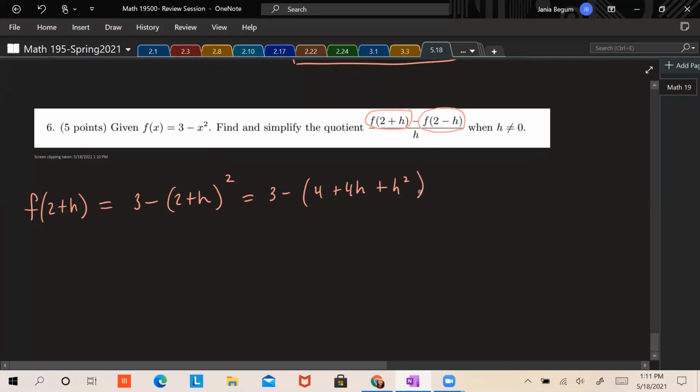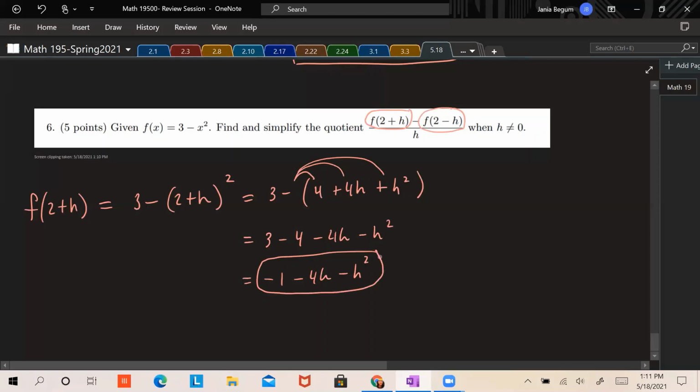So remember, you're expanding it. 2 plus h squared means 2 plus h times 2 plus h. And then we distribute the negative. So that's 3 minus 4 minus 4h, minus h squared. I'm distributing the negative, so distribute, distribute, and distribute. And then I can just combine 3 and 4. That's negative 1 minus 4h minus h squared. So that's the expression I'm going to plug in place of that piece right there.